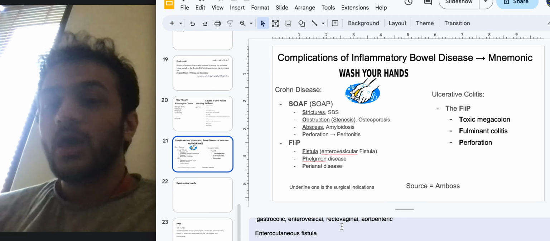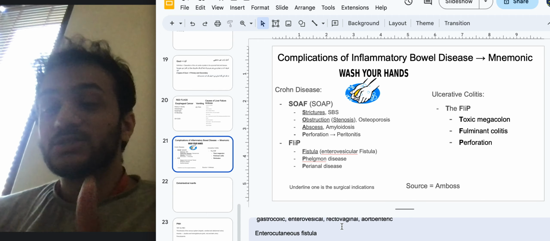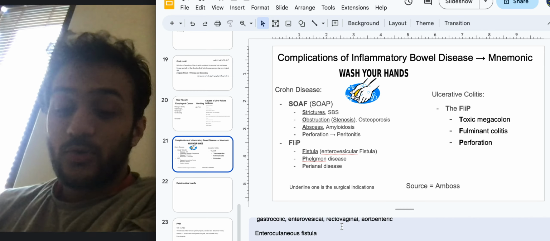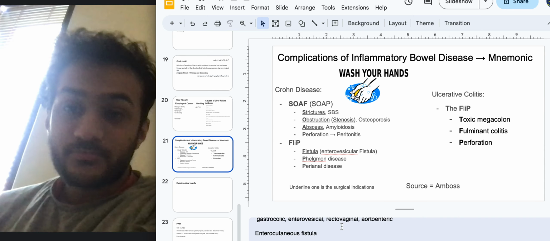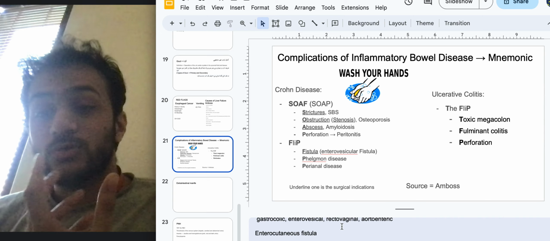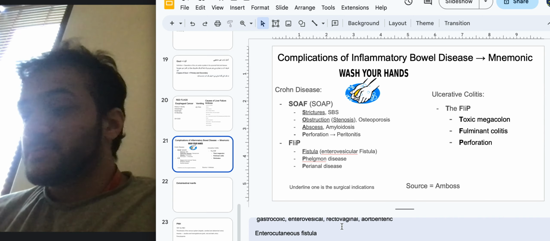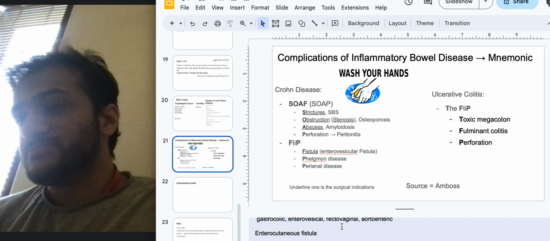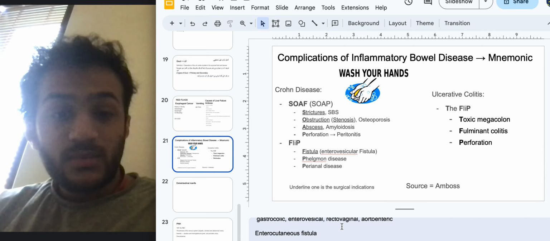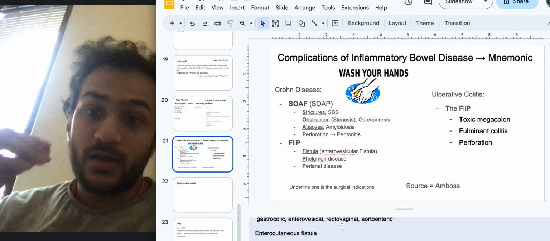I just want to explain how you might want to divide them. You want to start off with the entero ones, the colonic ones. So you want to start with enterocutaneous, enterovesicular. Then we're also going to do the gastrocolic fistulas. Then we want to come over here to the rectovaginal and aortic enteric. So that's going to be the non-GI ones.